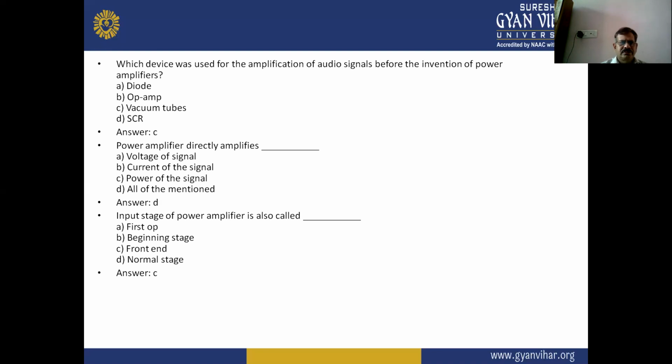In the next question, the input stage of a power amplifier is also called: option A, first stage; option B, beginning stage; option C, front end; option D, normal stage. So the input stage of the power amplifier is also called the front end. The correct answer is option C.